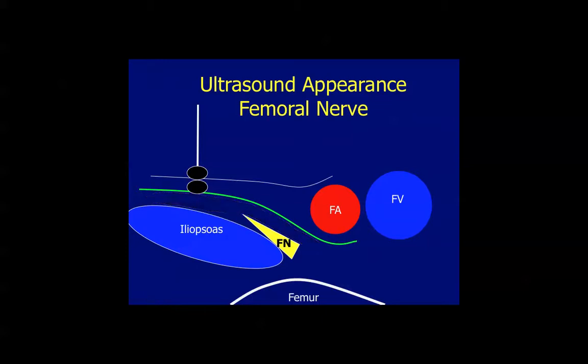We can also see a pattern that runs deep to the fascia iliaca, but between the femoral nerve and the iliopsoas. Just like the last view, however, the local anesthetic does pass deep to the femoral vessels, and either of these patterns will result in a successful block.